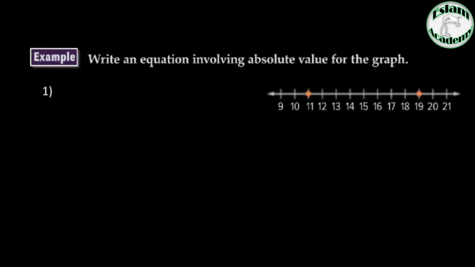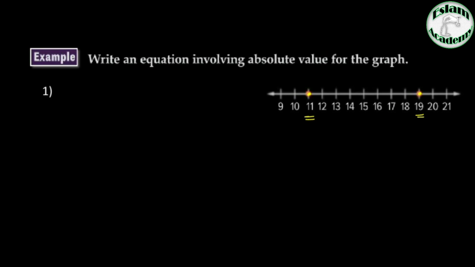In the first problem, I gave you the equation and I needed you to find the solution, then represent it using the number line. But in this problem, I will give you the solution and I need you to write the equation. The solution that we have is 11 and 19. How can we solve this problem?